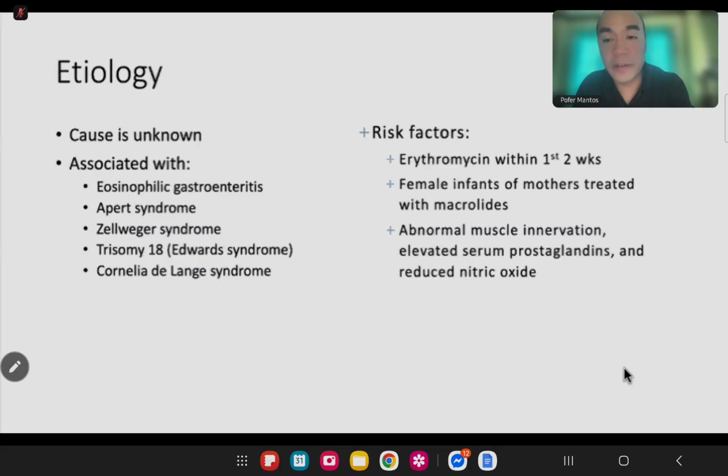So the same with esophageal atresia, the cause is also unknown, but there are associated conditions that may come with the pyloric stenosis, such as the following. Risk factors also include the giving of erythromycin within the first 2 weeks. So you should recall the intake of these medications when you are presented with a baby with projectile vomiting. Female infants of mothers treated with macrolides, and also those with abnormal muscle innervation. Actually, this is part of the pathophysiology.